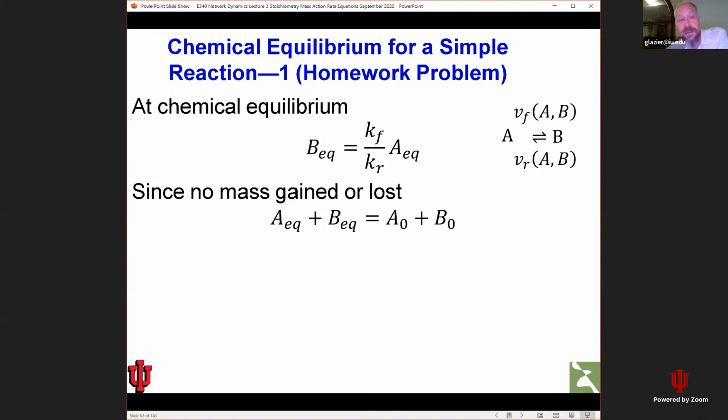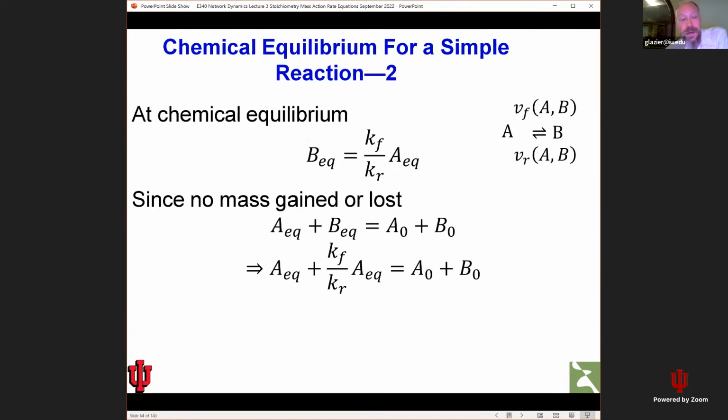So again, in our homework, we said B equilibrium is equal to Kf over Kr times A equilibrium. Since there was no mass gained or lost, A equilibrium plus B equilibrium was our initial amount of A plus our initial amount of B. So now I can say that A equilibrium plus B equilibrium is equal to A0 plus B0.